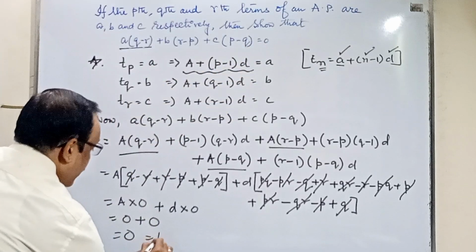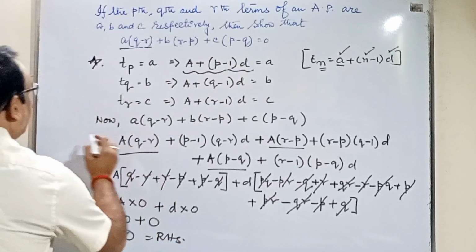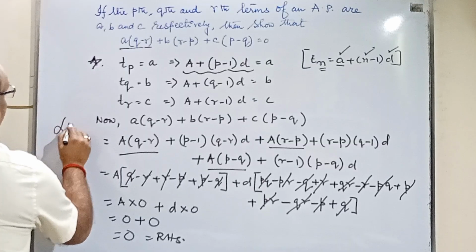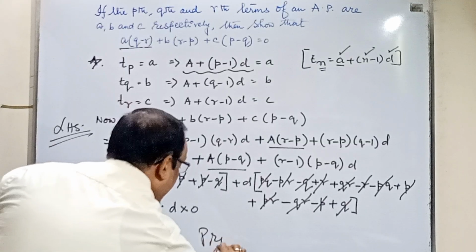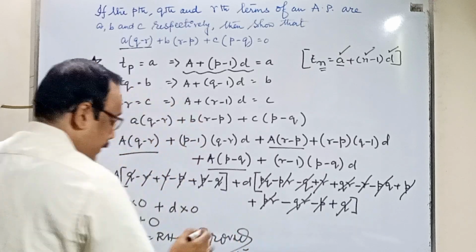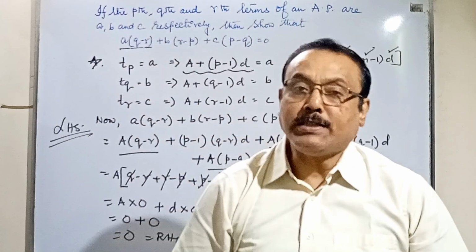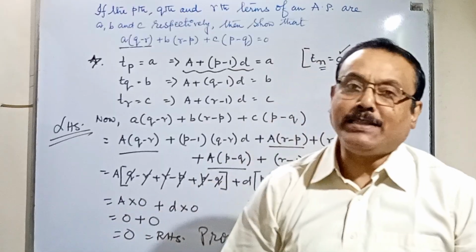This is equal to my RHS, which I had moved to the left-hand side. This was my left-hand side. I proved it equals the RHS. Hope you have followed the sum the way I have done it. I'll give you another sum to try.